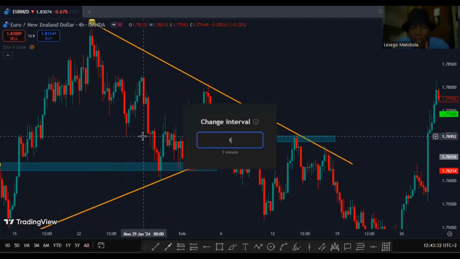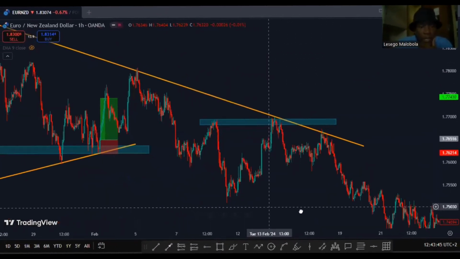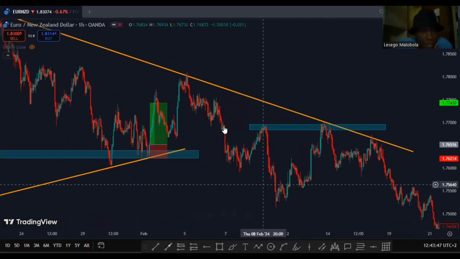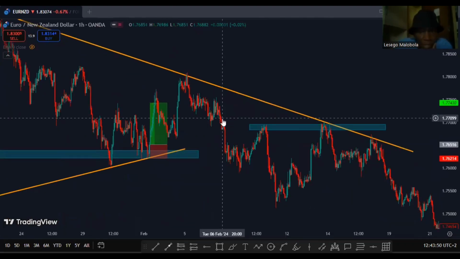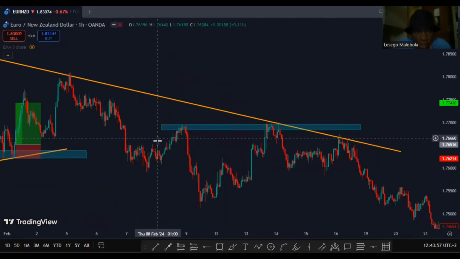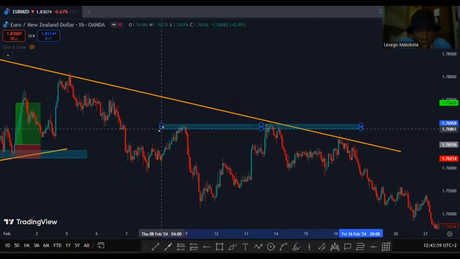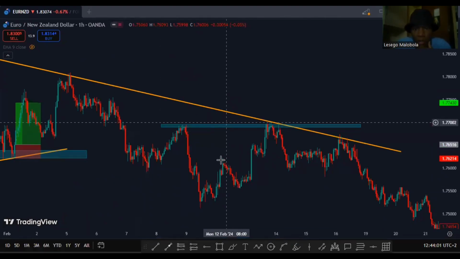But let's go on the 1 hour time frame and see what's happening there. Okay guys, so on the 1 hour time frame, in terms of support and resistance, I'm not gonna lie, there's really nothing for me to work with, but it's okay, you understand me? We'll just use this one. This one is fine, you understand me? Because now on the 1 hour time frame it's not the same.